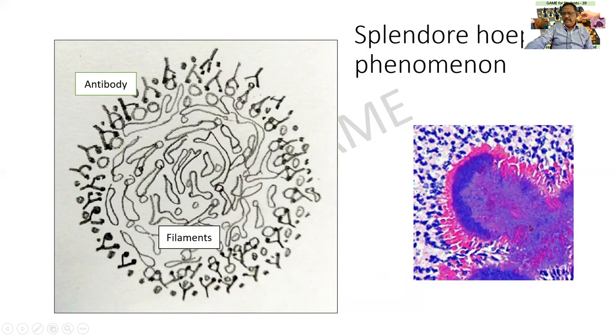Here it is a tangled mass of filaments. I am not able to find out the individual filaments, but towards the periphery there is a pinkish zone that is covering almost the entire one. This is supposed to be antigen antibody complex, and this is called the Splendore-Hoeppli phenomenon. Externally there is the inflammatory infiltrate.